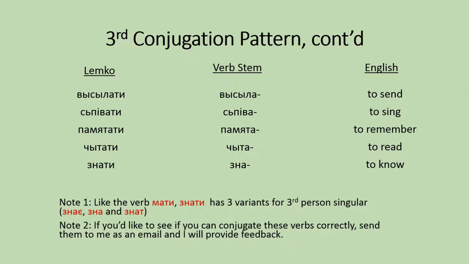Third conjugation pattern, continued. Here are some other verbs that follow the third conjugation pattern. The Lemko verb vosolate means to send. The verb stem of vosolate is vosola. The Lemko verb śpiewate means to sing. The verb stem of śpiewate is śpiewa.